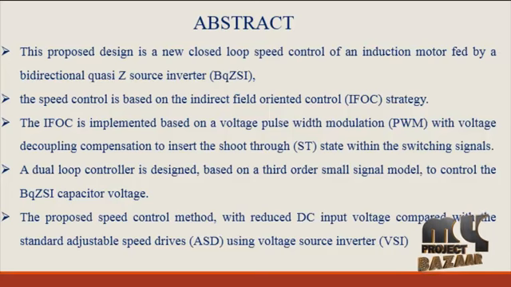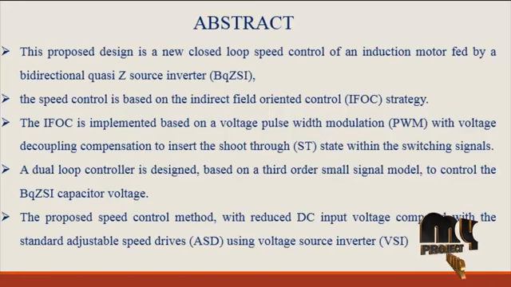A dual loop controller is designed based on a third order small signal model to control the bidirectional quasi Z source inverter capacitor voltage. The proposed speed control method, with reduced DC input voltage compared with the standard adjustable speed drives using voltage source inverter, is able to change the motor speed from 0 to the rated speed with the rated load torque.